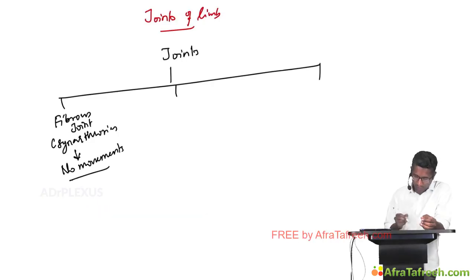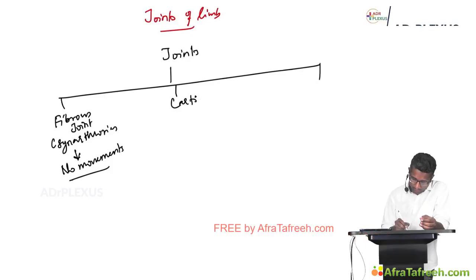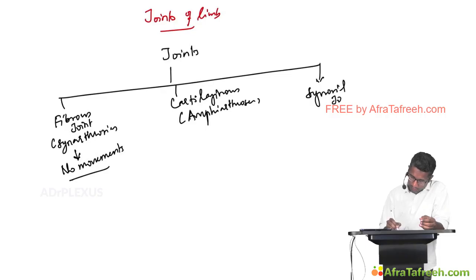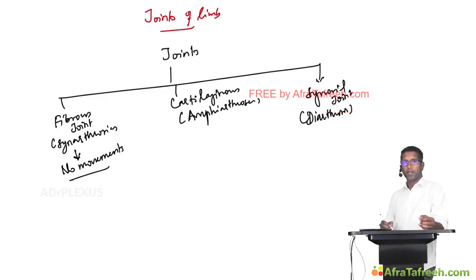The next joint is the cartilaginous joint, where minimal movement can take place, so it is called an amphiarthrosis. Then there is the synovial joint, which is also called diarthrosis. So you have basically three broad varieties of joints.